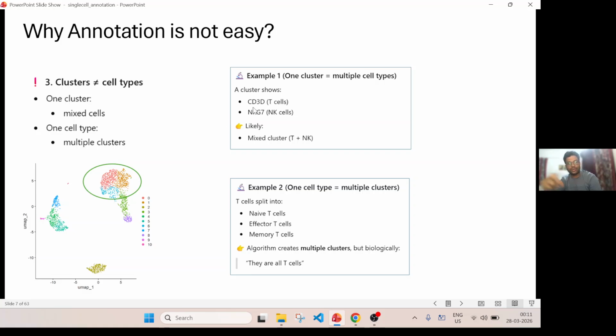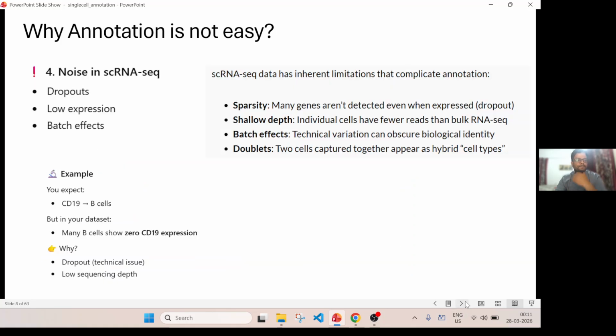So now when you are using this automated tool, you might face difficulty with what confidence the tool will say whether it is a T cell or an NK cell. Wherever the cluster is not clear, we might face some challenges. Sometimes it is the other way around, one cell type equals multiple clusters. For example, T cell can be split into naive T cell, effector T cell and memory T cell. They will all be together, but within that you will see some subtypes. That's also an important challenge.